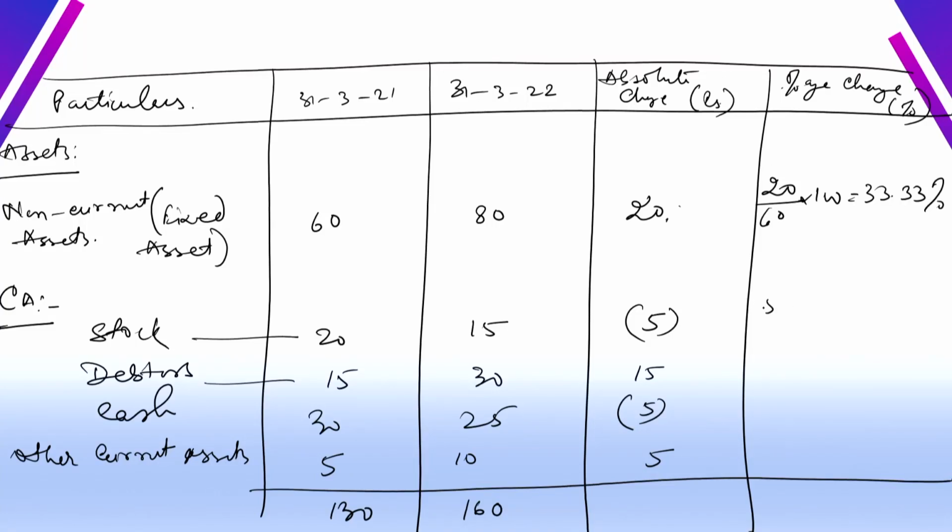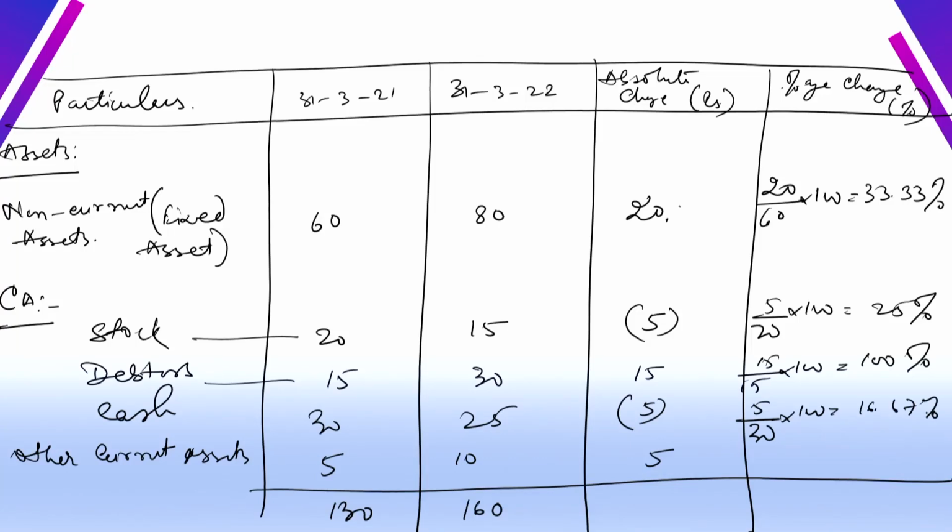Decrease in the stock, 5 upon 20 into 100, will come at around 25%. The increase in debtors is clearly seen, almost double, so the change is around 100%. Again 5 upon 30 decrease in the cash, 16.67%, and other current assets change, 5 upon 5, again the same 100% change. The total change is clearly 30%, and it will be the same 23.08% as was the case on the liability side.